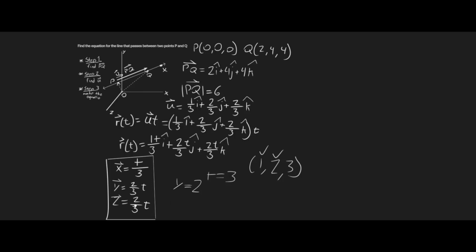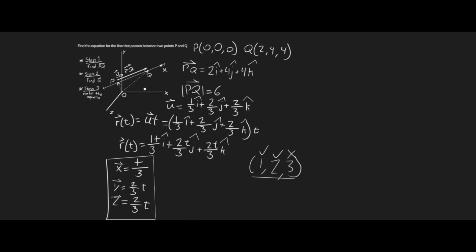So z is 2. Since z is 2, this point doesn't fall on the line, because the point that we're looking at is (1, 2, 3), not (1, 2, 2). If it was (1, 2, 2), then it would fall on the line, but it didn't. So this point does not fall on the line. That's how you test a point to see if it falls on this line.